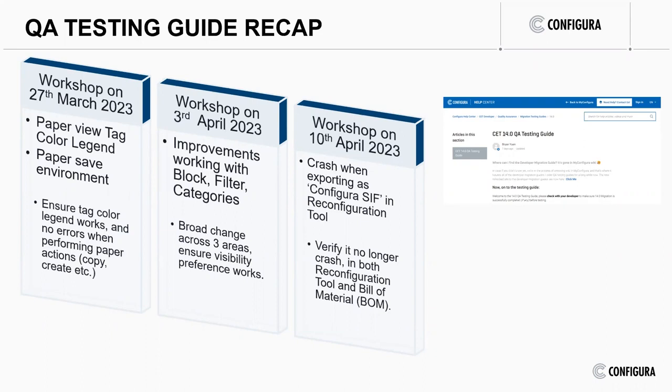latest beta. So right now what you need to do is verify that it no longer crashes in your reconfiguration tool and also in the bill of material when you are exporting your article view into Configurative. Also, all these three updates have been added to our QA testing guide in the Help Center, so do check that out. Yeah, thank you.